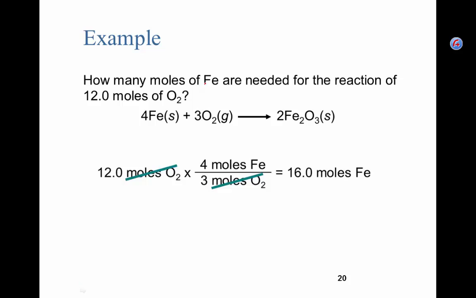Here's another one. How many moles of iron, so they want me to find iron, if I have 12 moles of oxygen. So I'm going to start with my 12 moles of oxygen, and I'm looking for iron, and according to my equation, there's 4 moles of iron for every 3 moles of oxygen. I put the oxygen on the bottom, so it'd cancel out with the oxygen over here. And I'd be taking 12 times 4 divided by 3. And since I started with 3 significant figures, I would end with 3 significant figures.